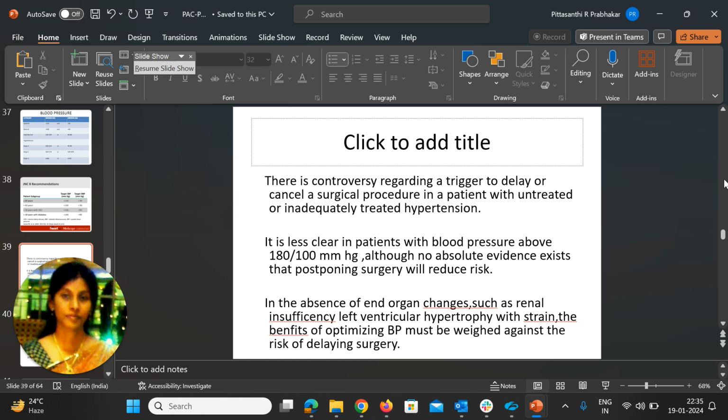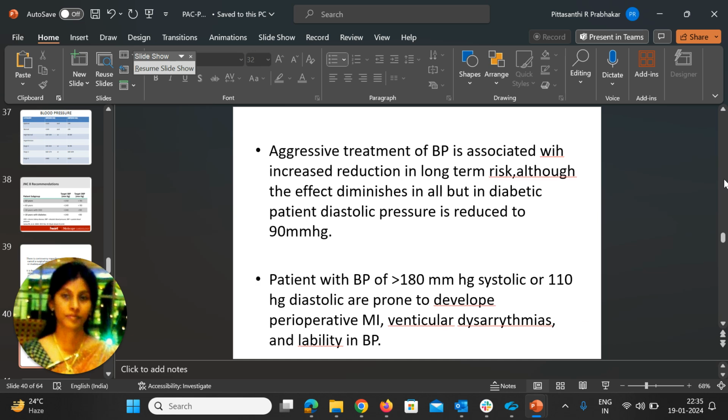There is a controversy regarding a trigger to delay or cancel a surgical procedure in a patient with untreated or inadequately treated hypertension. It is less clear in patients with blood pressure above 180 by 100, although no absolute evidence exists that postponing surgery will reduce risk. In the absence of end-organ changes such as renal insufficiency or left ventricular hypertrophy with strain, the benefits of optimizing BP must be weighed against the risk of delaying surgery.